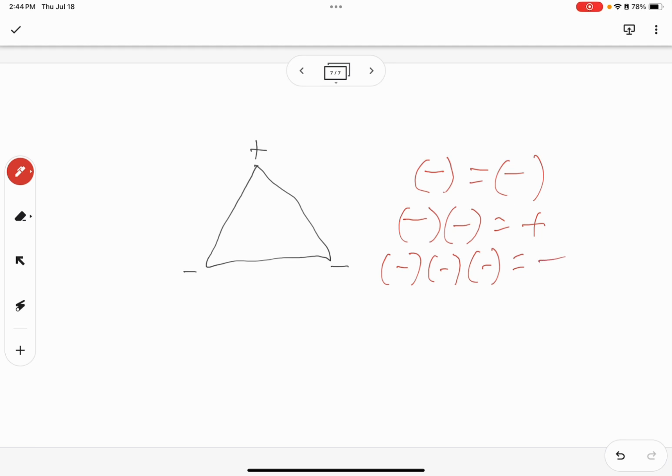And so what he had mentioned here is here we have an odd number of negative signs. Here we have an even number of negative signs, so our answer is positive. And again here we have 3, so that's also odd, so our answer is negative. So when we have even numbers of negative signs, then it's positive. If we have an odd number of negative signs, then it's negative. Okay?